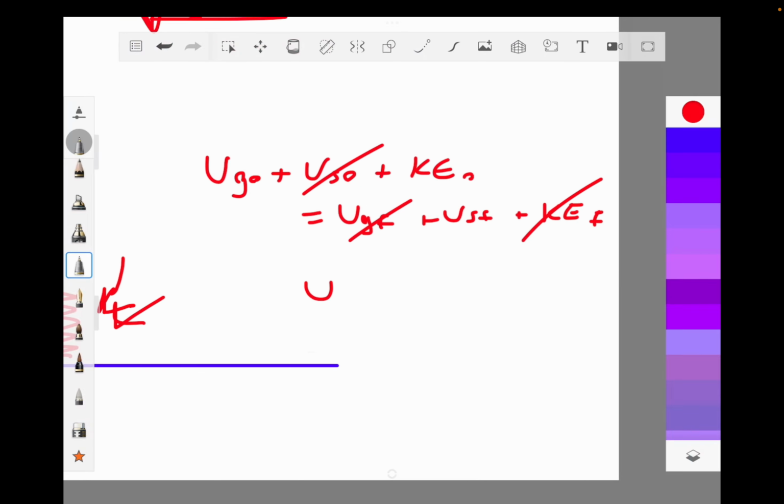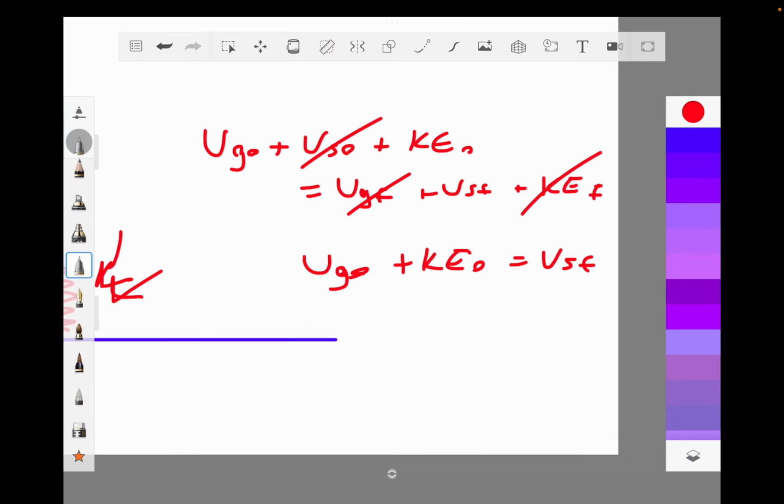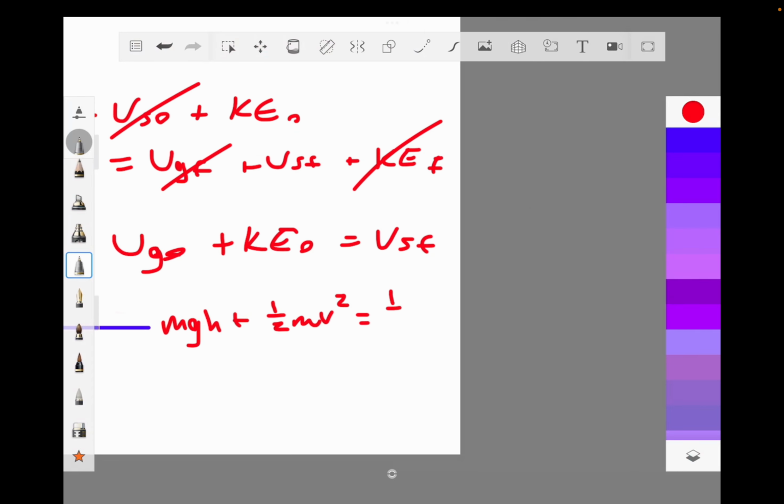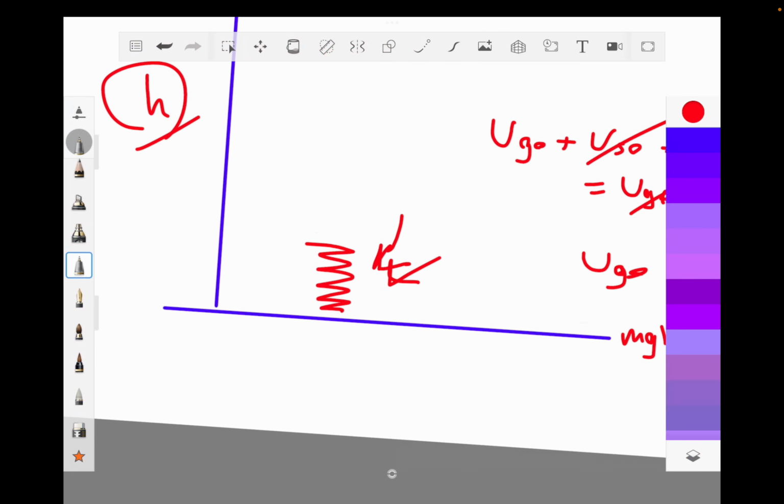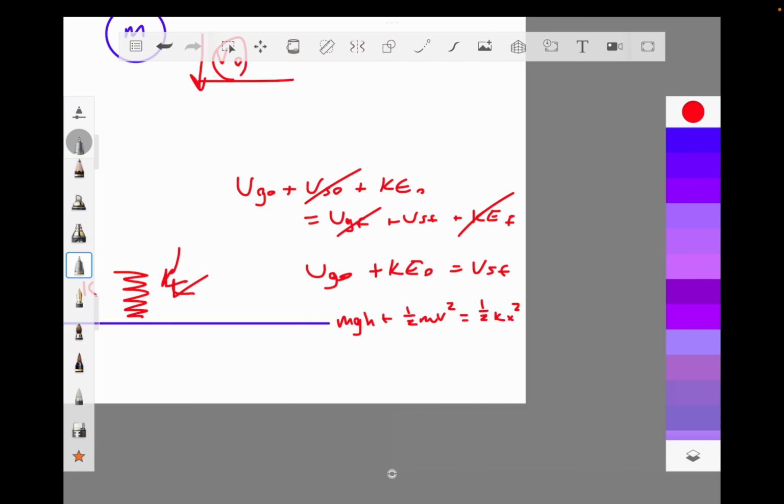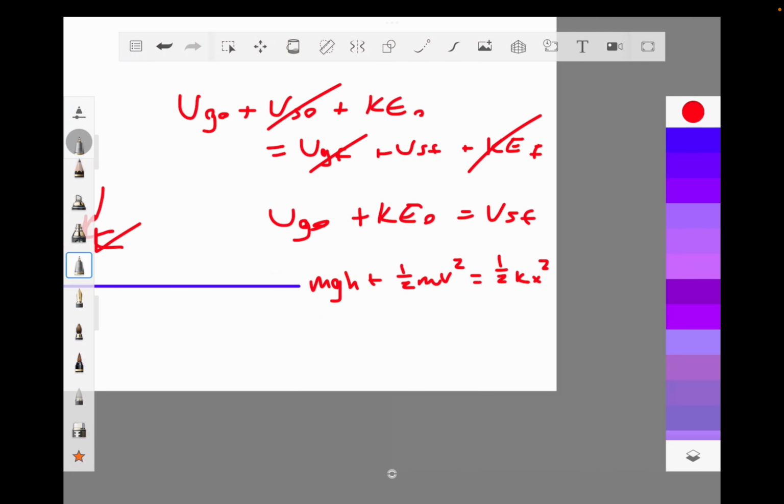So you could do Ugo plus Kio equals Usf, which is mgh, which you know, plus 1/2 mv squared, which you would know, equals 1/2 kx squared, which assuming you would also know k because you're making up the quiz. This is your quiz. And then you solve for x and that's how far the spring compresses.